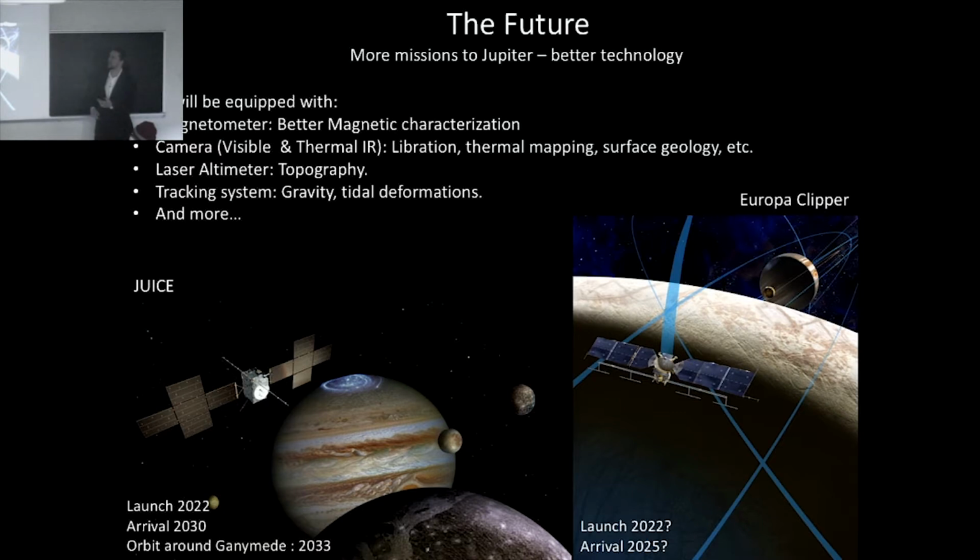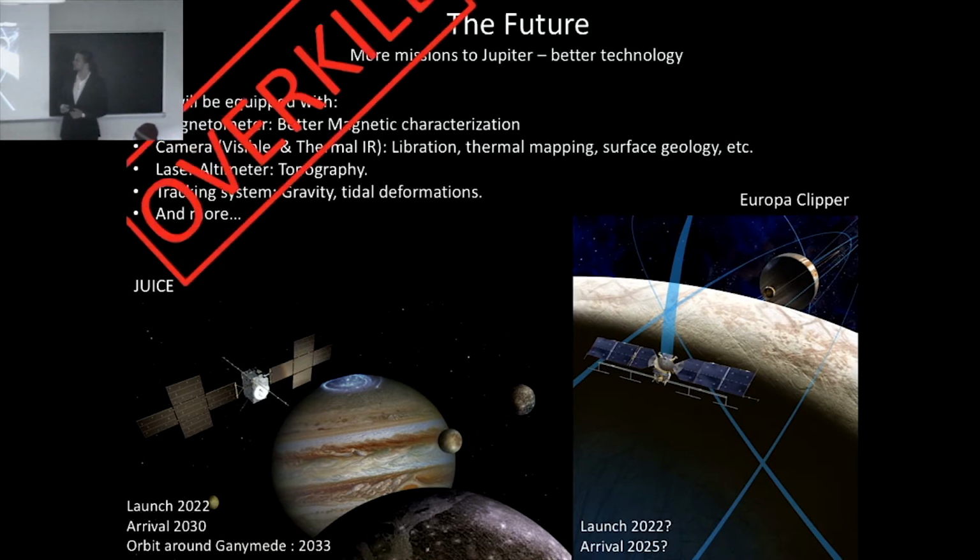Also, the camera and the laser altimeter will allow us to have very good information about the topography, which is basically linked to the interior and all the convection or geophysical processes happening beneath. And there will also be a tracking system, and since JUICE will be around Ganymede, we'll have very good information about the interior. So I think with those two missions, we'll have very good information about the interior, or what I call an overkill.